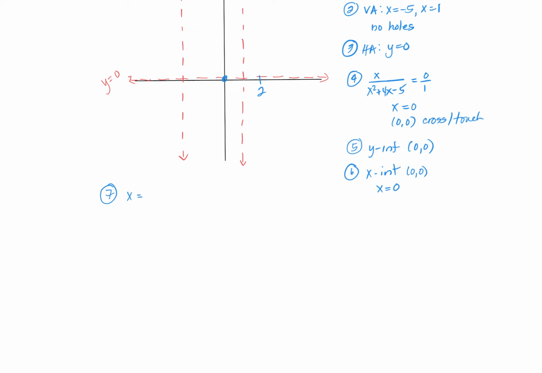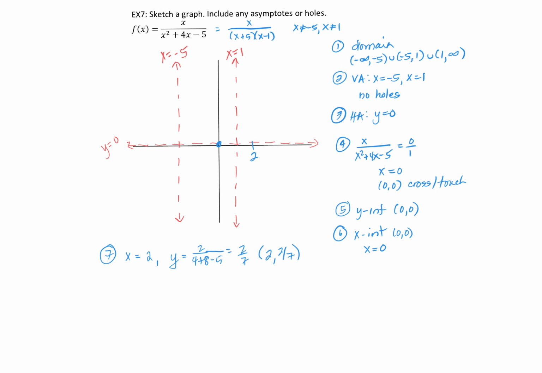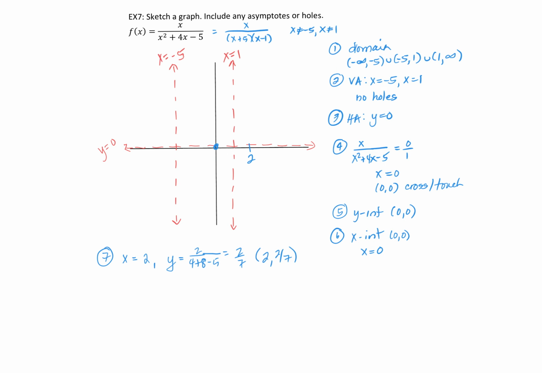x equal to 2. That will give me a y value equal to 2 over 4 plus 8, you can put this in a calculator, minus 5. And I get 2 over 7. That would be the point 2 comma 2 over 7. So 2 over 7 is pretty small, but it's positive. So I know it's going to be above the horizontal asymptote, close to the x-axis.